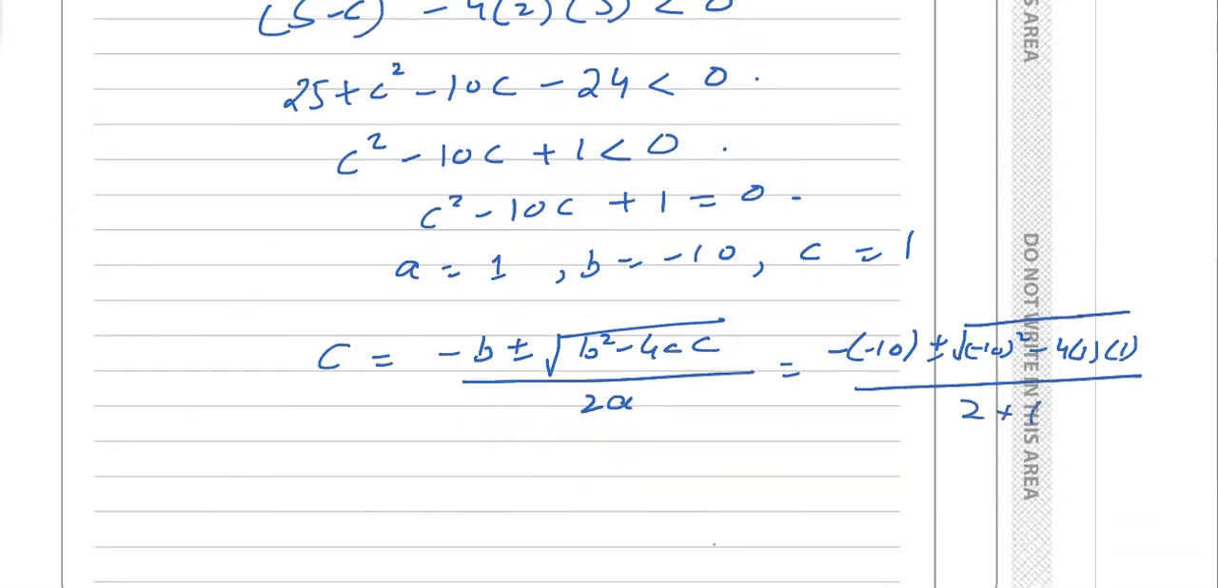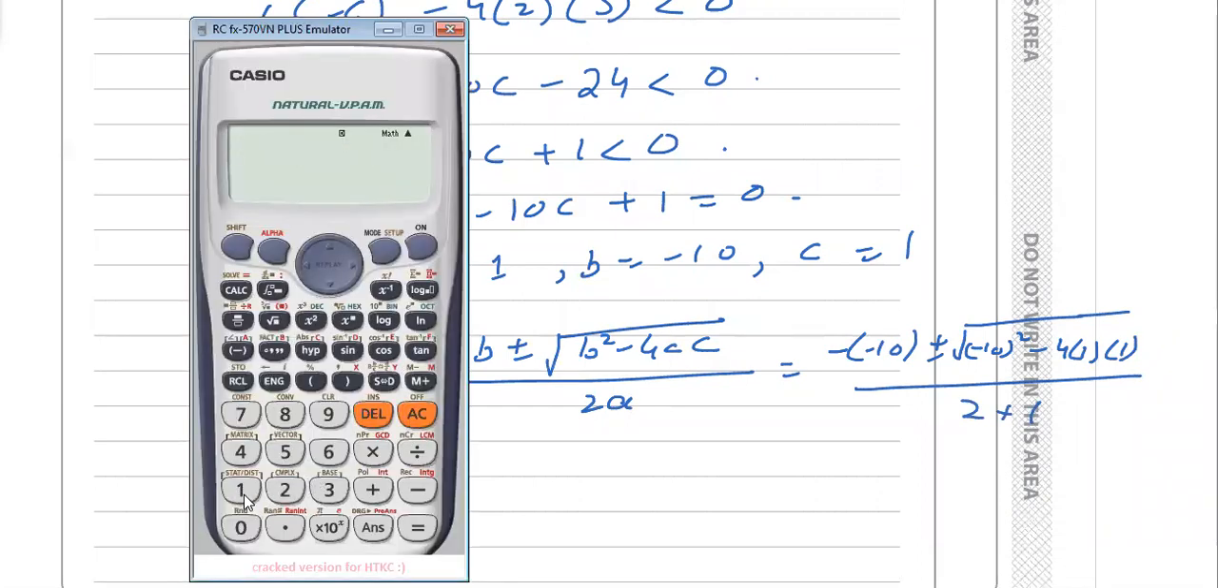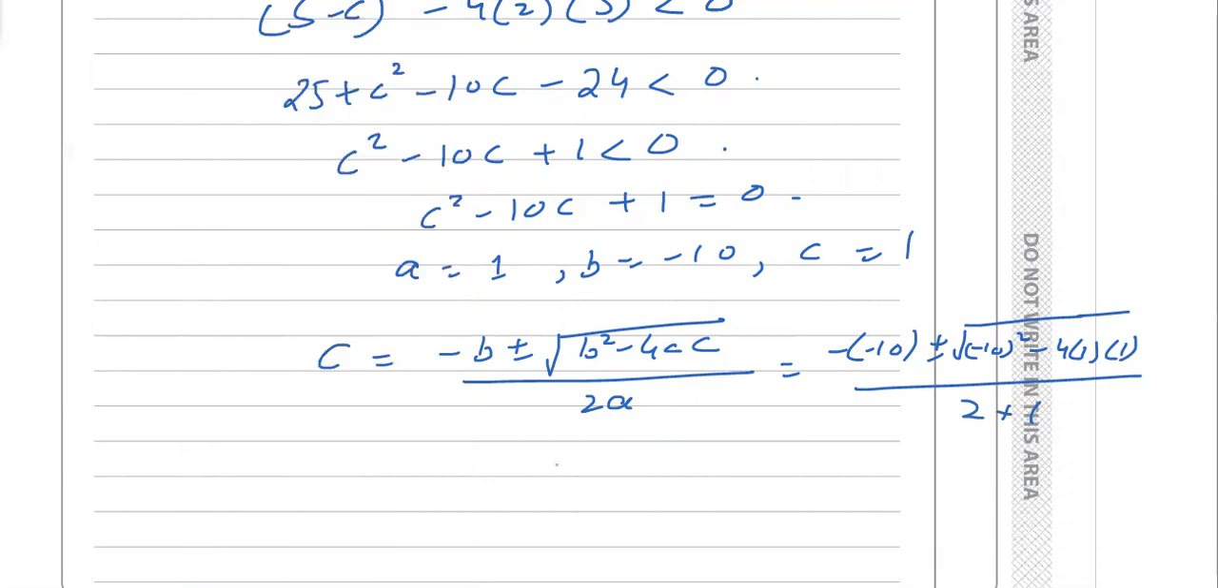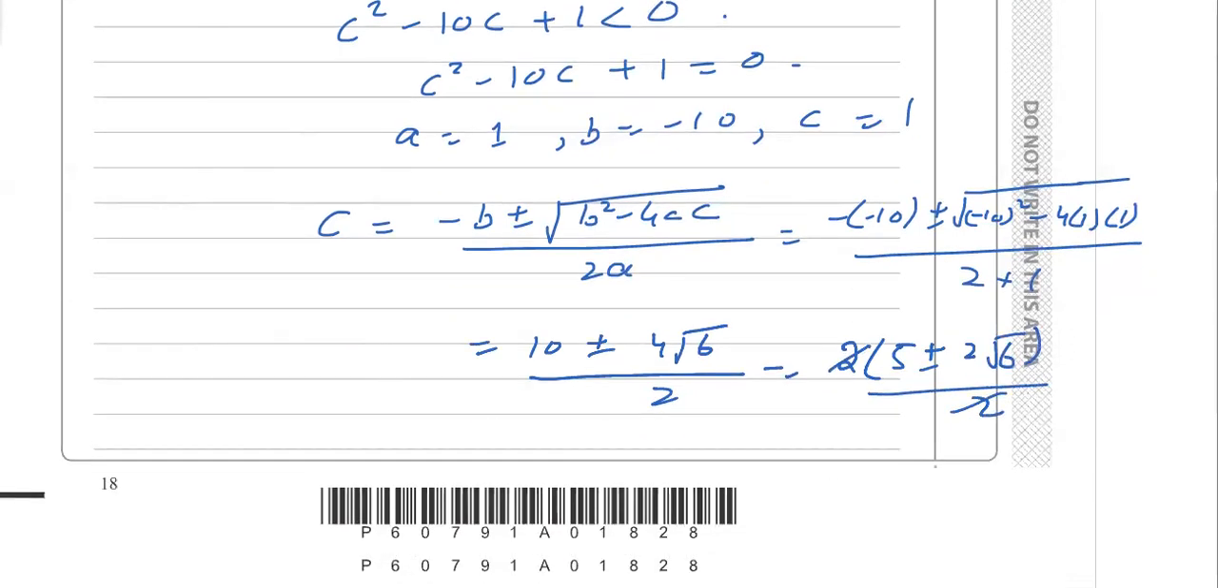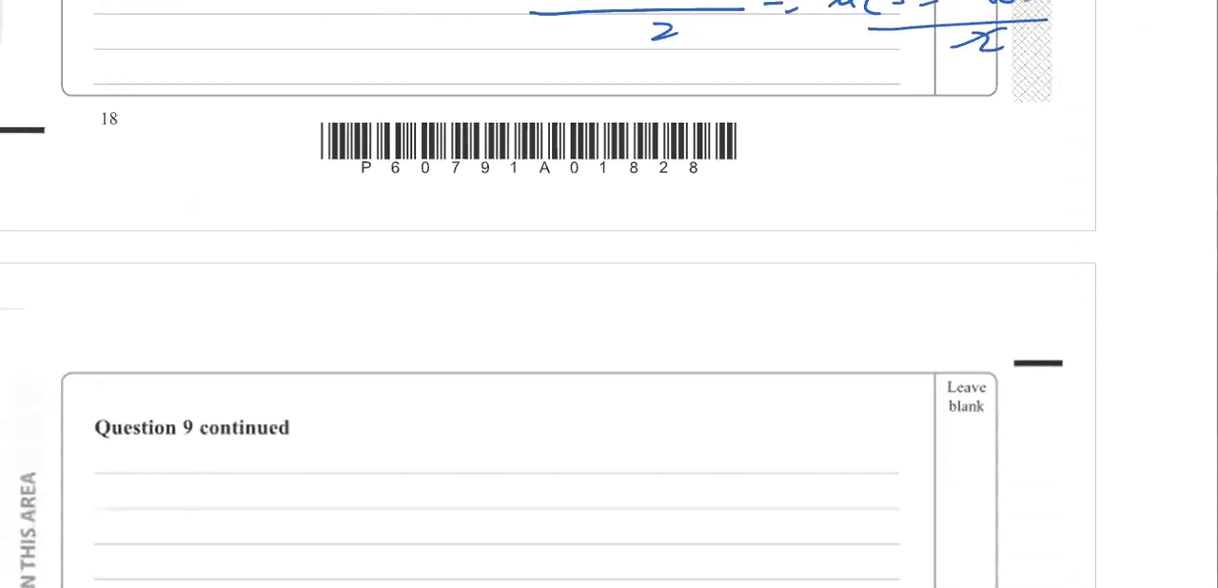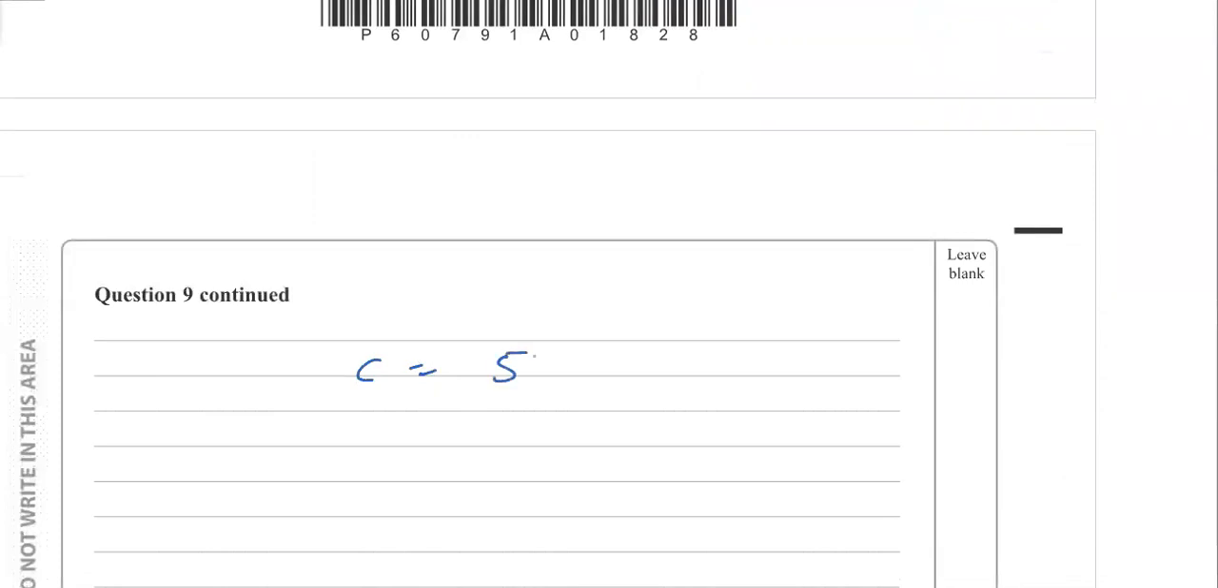Calculating the square root part: minus 10 square is 100. Sorry, let's write it as 100 minus 4, which gives square root of 96, that is 4 square root of 6. So I can write it as 10 plus minus 4 square root of 6 over 2. Take common 2 from here: it is 5 plus minus 2 square root of 6 over 2. That can cancel. So the two critical values of c that I get are 5 plus minus 2 square root of 6. These are the two critical values of c.